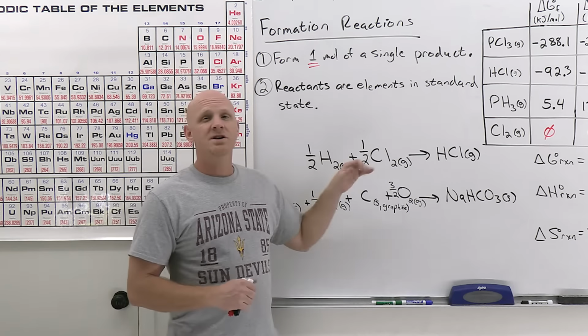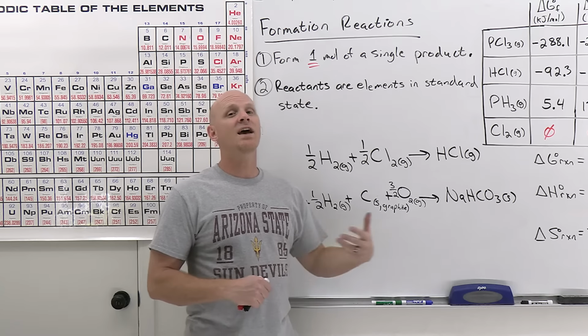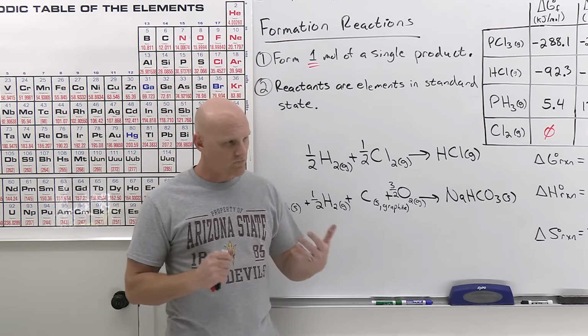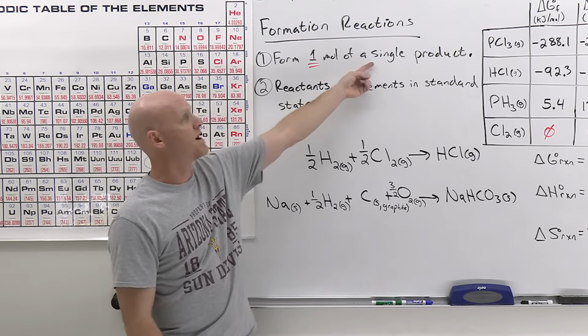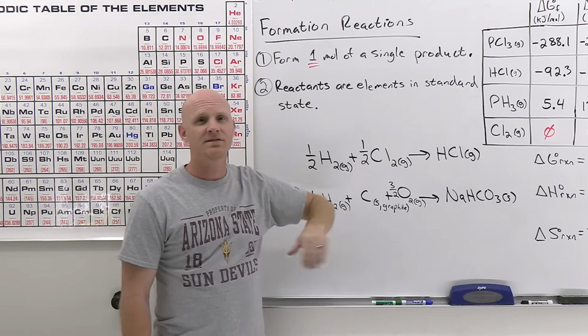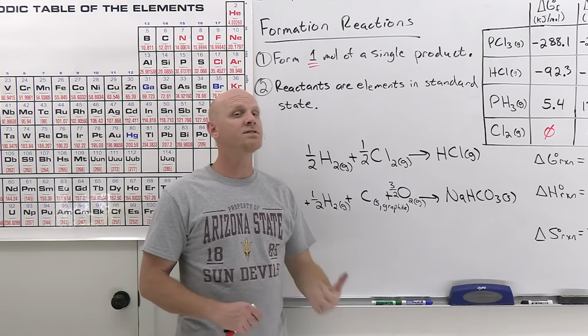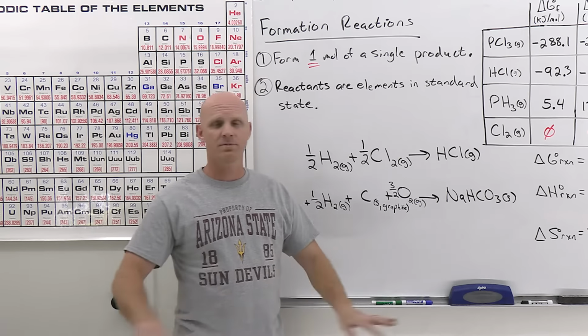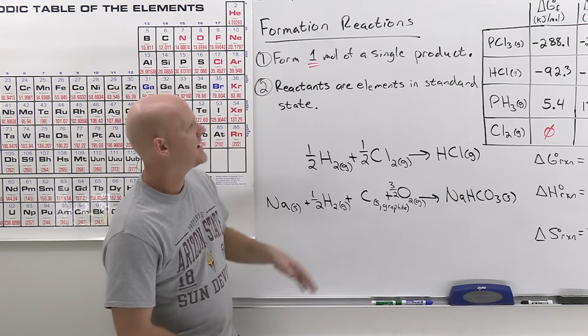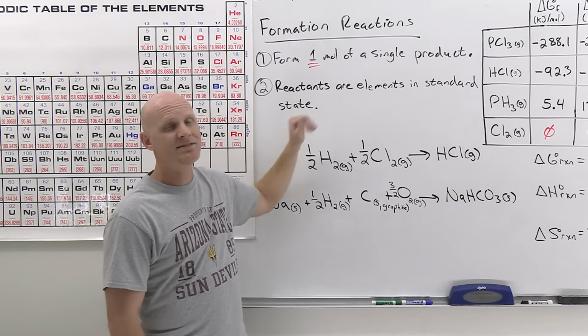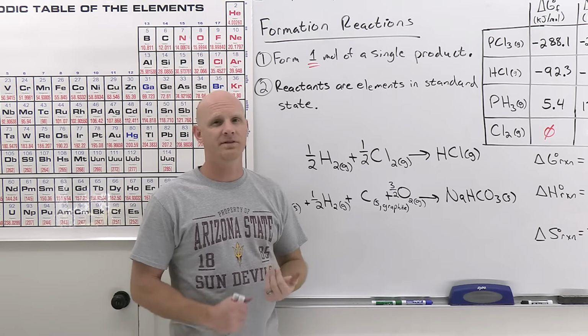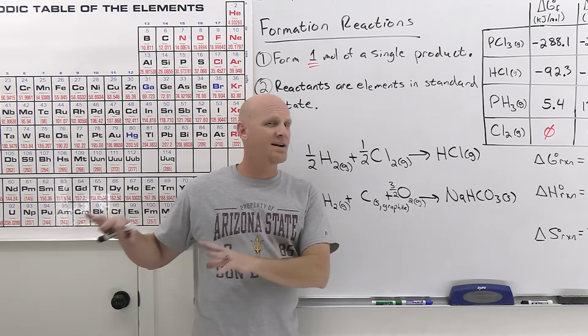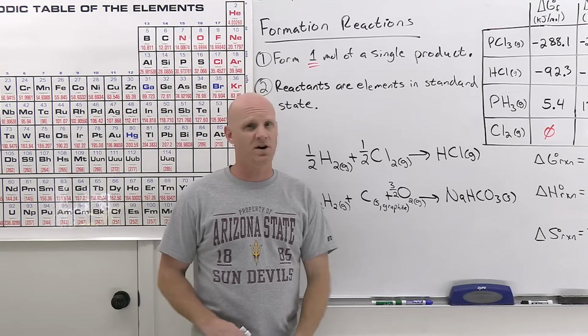Cool, now if you get a question on the test that says, which of the following is a formation reaction? First thing you want to look at is the product. So look at all the reactions. If any of the reactions form more than 1 product, or more than 1 mole of a product, they're not formation reactions, cross them off. And then move on to the reactants. The reactants have to be elements, not compounds. If any of the reactions have compounds on the reactant side, those are not formation reactions, cross them off.